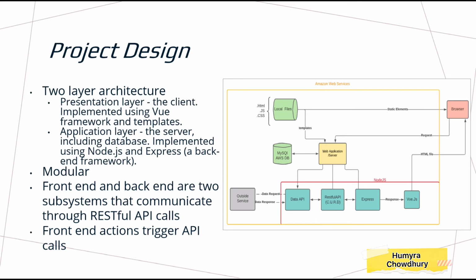A modular design was adopted, so our system is subdivided into various modules. The front end and back end are two subsystems that communicate through RESTful API calls, and the front end actions are what trigger these API calls. To the right is a diagram of the application's design. Each of its subsystem layers will be discussed in further detail in the following slides.